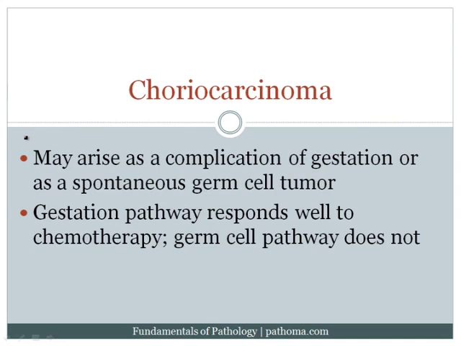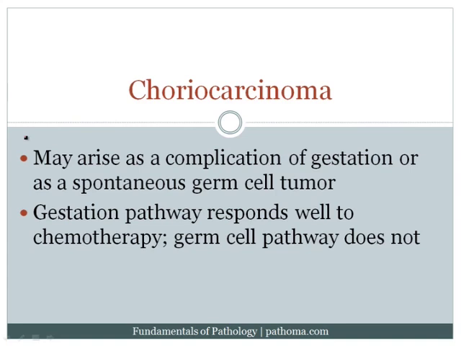Now, how do examiners go after this? The way they test this is the fact that the gestational pathway, for example, after a mole, responds well to chemotherapy. But remember I told you that the germ cell pathway does not. So this is the way by which examiners will go after this because it ensures to the examiners that you actually understand that choriocarcinoma is actually kind of two flavors. So when choriocarcinoma arises as a spontaneous germ cell tumor, then that will not respond well to chemotherapy classically.